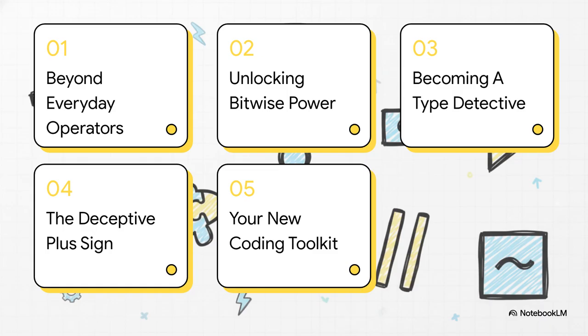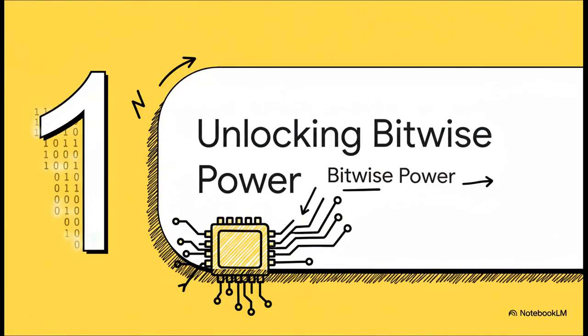So, here's the plan. First, we'll unlock some serious power with Bitwise Operators. Then, we'll put on our detective hats and learn how to check data types. After that, we'll unmask that sneaky plus sign. And finally, we'll wrap it all up into your brand new coding toolkit. Sound good? Let's go. Okay, part 1, Bitwise power.